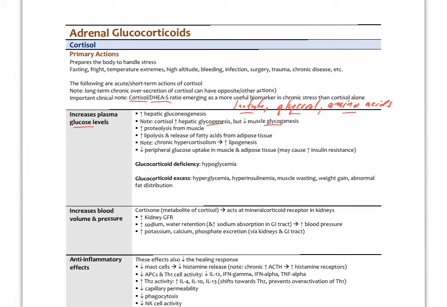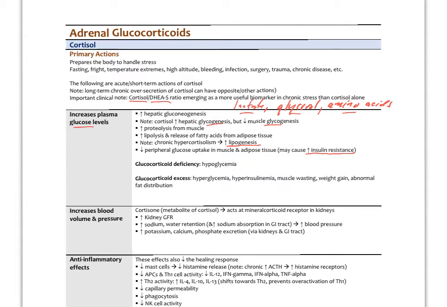So this is where we get that interesting phenomenon like in Cushing's syndrome, where we get less adipose in the peripheries, in the arms and the legs, and more adipose accumulating in the trunk. So it kind of liberates adipose but redistributes it. So with chronic hypercortisolism, we get increased lipogenesis in the trunk, truncal obesity. Also around the neck, the back, and the face. And then it's going to decrease peripheral glucose uptake in muscle and adipose, and that could lead to insulin resistance.